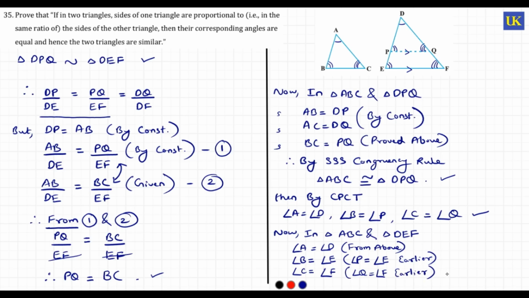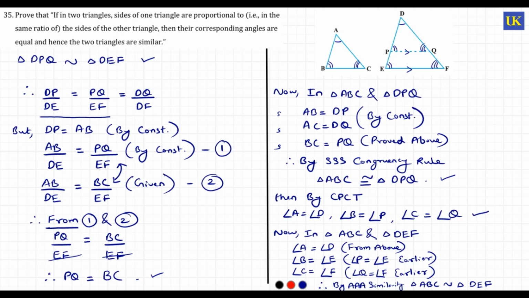On the earlier page you can see. So now finally we can say that by angle is sufficient, but we have proved all the three angles. So by angle similarity criteria, we can say that triangle ABC is similar to triangle DEF.